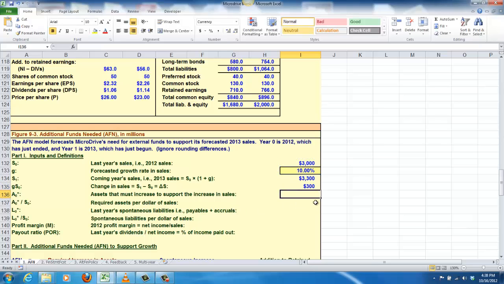And then this next one is very important. Your textbook, I don't think, uses this terminology, but I want to take this opportunity to talk about the difference between operating assets and non-operating assets. Operating assets are assets used in the day-to-day operations of the firm.